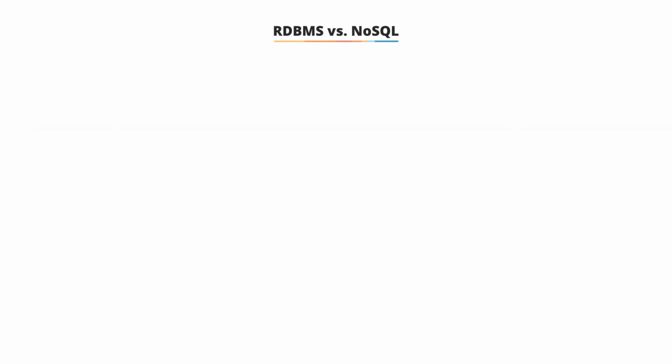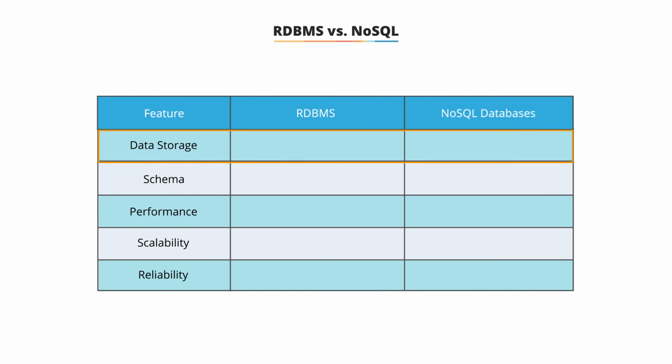RDBMS versus NoSQL. Data storage. For data storage in an RDBMS, data is stored in a relational model in tabular format with numerous rows and columns. NoSQL comprises a host of different databases with different data storage models. For schemas, each record in an RDBMS follows a fixed schema. The columns are defined and locked before data entry. On the other hand, schemas in NoSQL are dynamic. You can add new columns at any time.